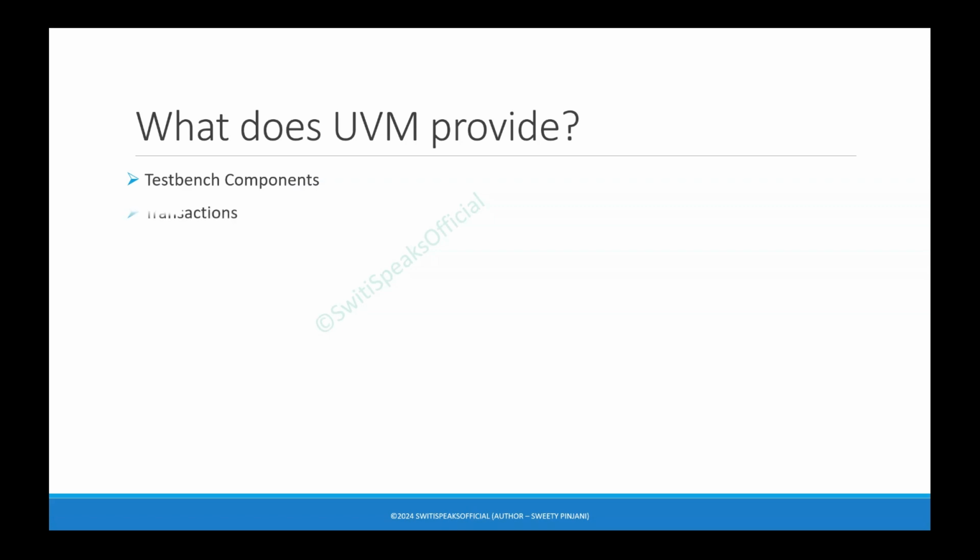Another thing which is very important in UVM: we need transactions. We need some data flowing to the DUT. DUT is your design under test, which is your actual design. Test bench is something which we are creating to test your design. So there needs to be some data flow between that design under test and your test bench. Only then can you verify whether the design is working correctly or not.